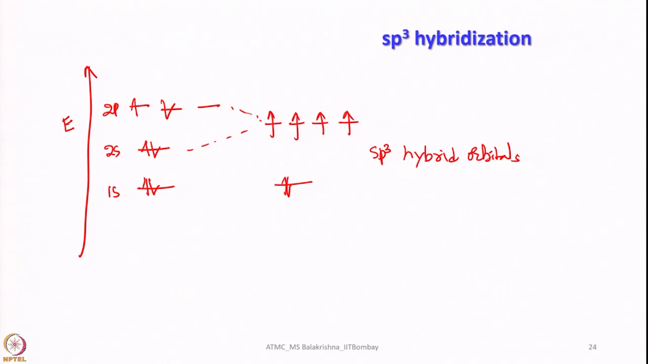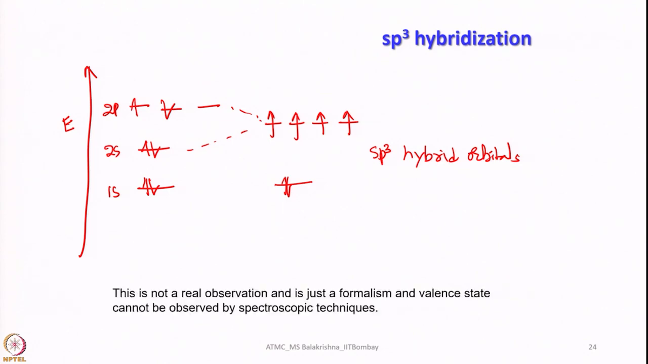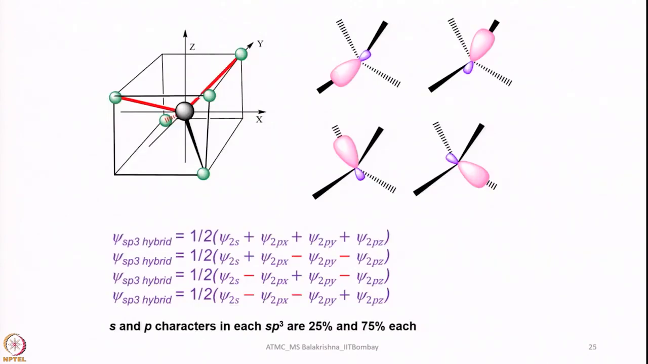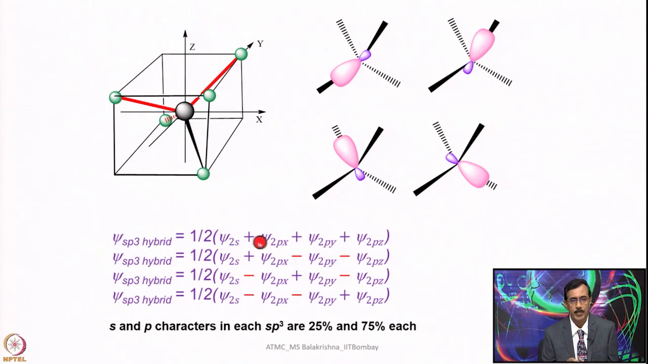This is not a real observation, it is just a formalism, and the valence state cannot be observed by spectroscopic techniques. That one should bear in mind. Here the wave functions are written for four sp3 hybrid orbitals. Of course, when s is overlapping with px, py, pz, you know that it is symmetrical, so everything is positive, and then with px and py and in the pz direction. So now they are disposed at an angle of 107.8.